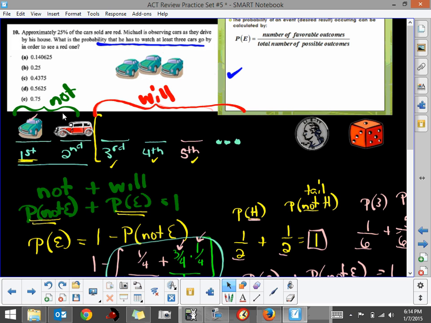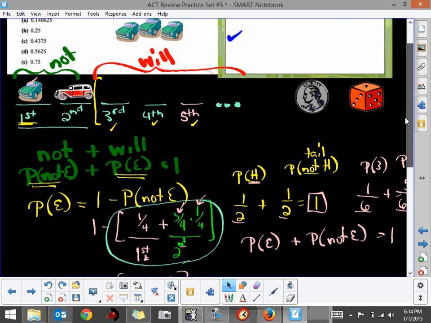Then flip to the other side and calculate the probability that it will not happen, that we don't have to wait until the third car. That would mean we saw it on the first car that drove by, which would be a 1 in 4 chance. Or the first time we saw it was on the second car, which was a not-red car followed by a red car. Then we can subtract that from 1 to find our probability.